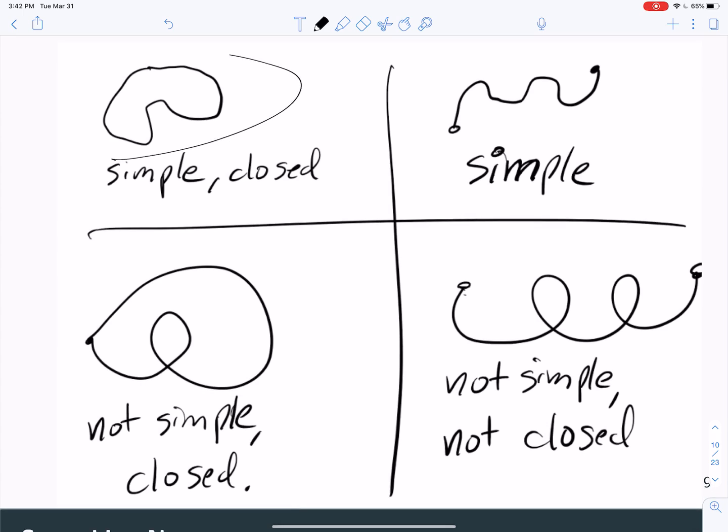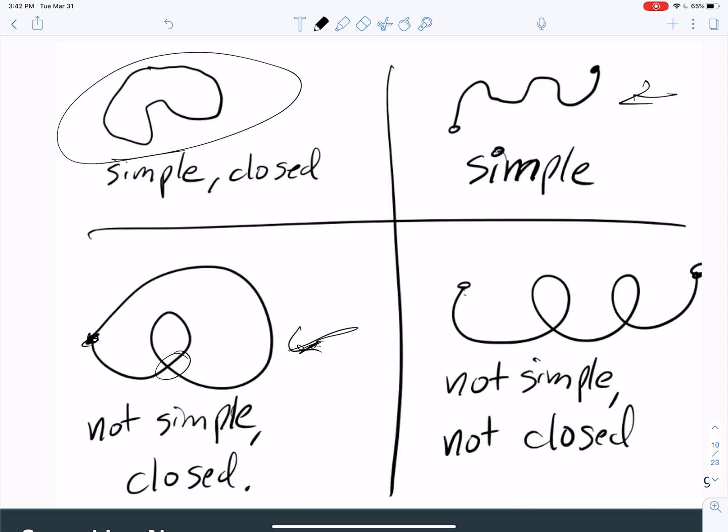The best is what we call this simple closed curve here. A simple closed curve is just a simple loop that closes up and it doesn't intersect itself. So a not simple closed curve would be down here. See how it intersects itself? That makes it not a simple curve, but it does loop around back to itself, so it is closed. A simple curve would be this one here.